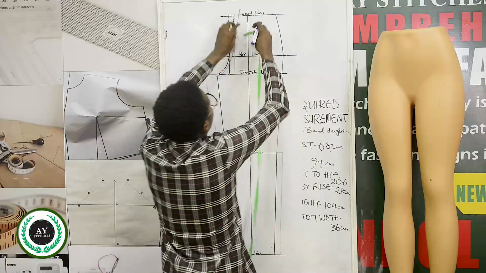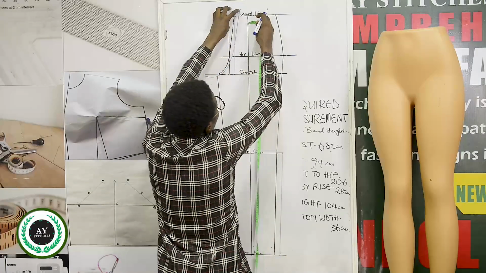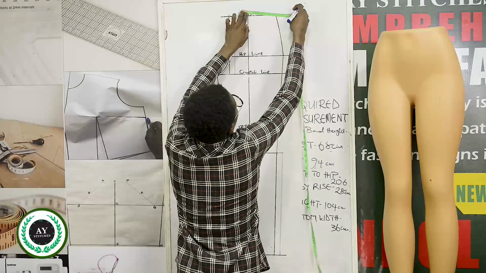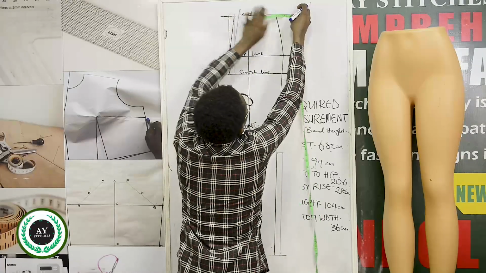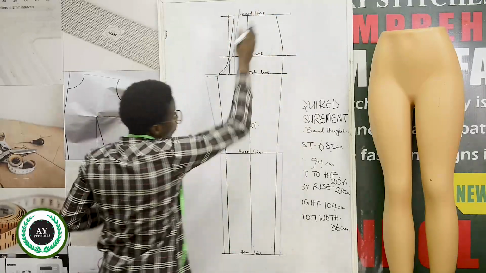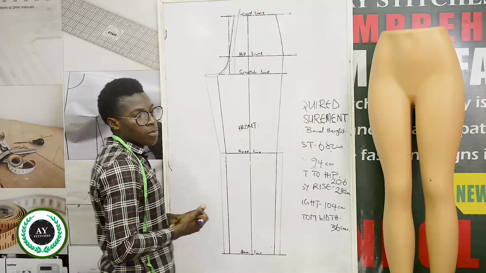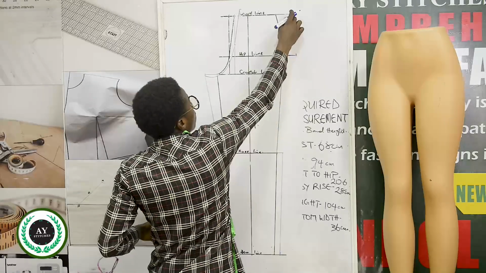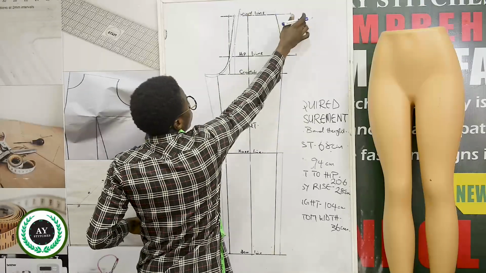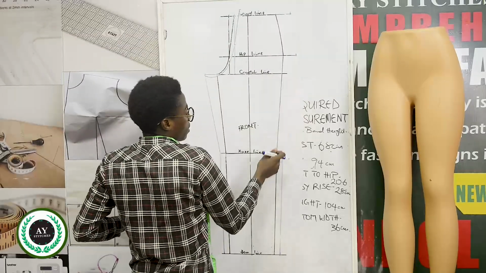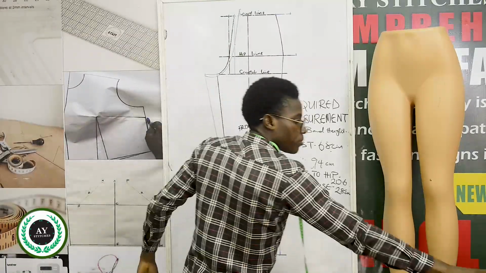So all you need to do is, from the 2 centimeter you raised up at the waistline, measure 21 centimeter. That gives us the back waist point. So I'm going to be connecting these points together from the waist to the center back waist, then from the waist through to the side seam back to the knee.